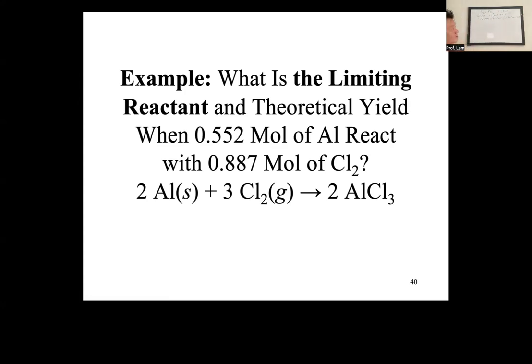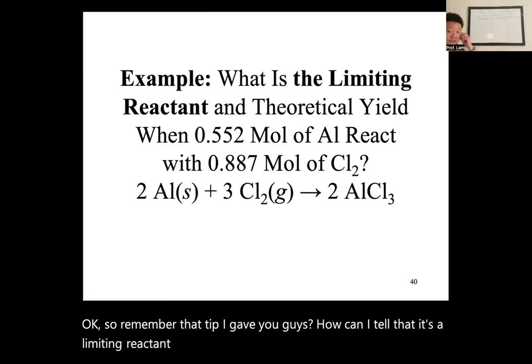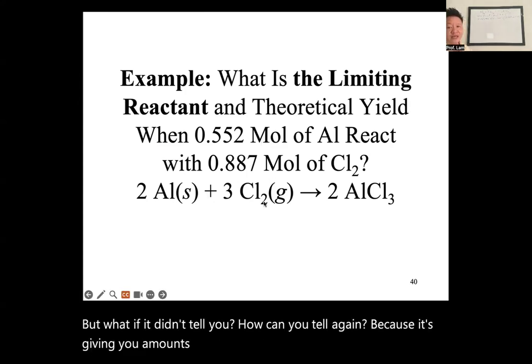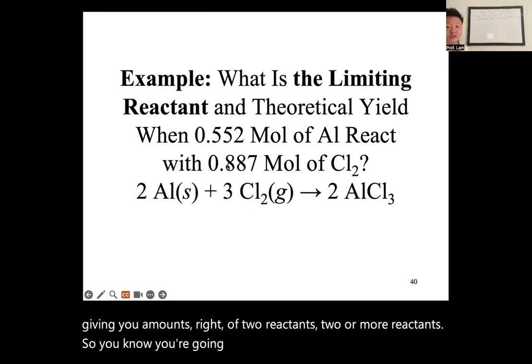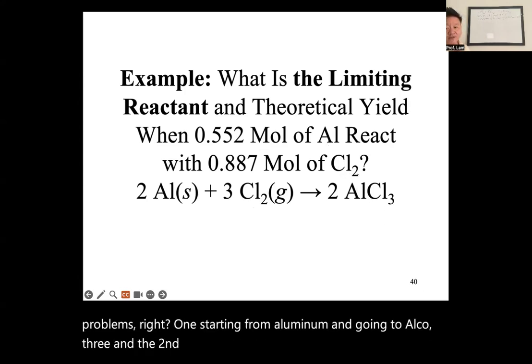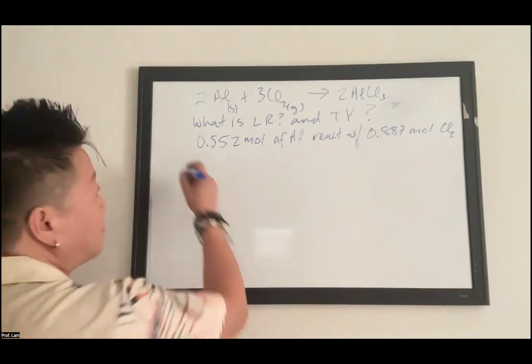Okay, so remember that tip I gave you guys? How can I tell that it's a limiting reactant problem? Well, obviously here it tells you, right? But what if it didn't tell you? How can you tell again? Because it's giving you amounts of two or more reactants. So you're going to have to solve two stoichiometry problems: one starting from aluminum and going to AlCl3, and the second from Cl2 going to AlCl3. Okay, so let's do that.